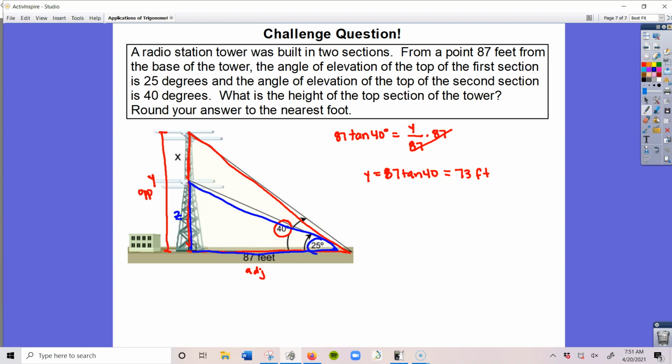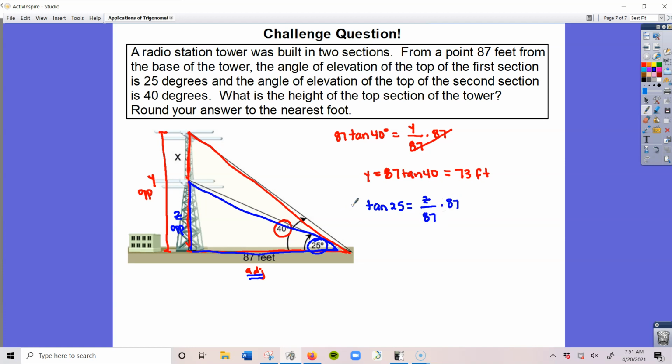Now we're going to use this 25 degrees because that's the angle within this little triangle. Z is the opposite side because it is across from the 25. And 87 is still the adjacent side. So let's set this up. This is going to be the tangent, since it's opposite and adjacent again, of 25 is going to equal the opposite, which is z, over 87.